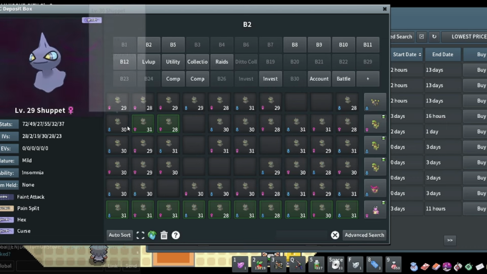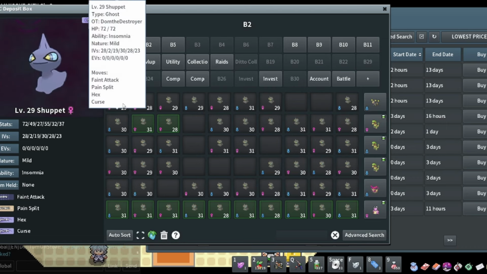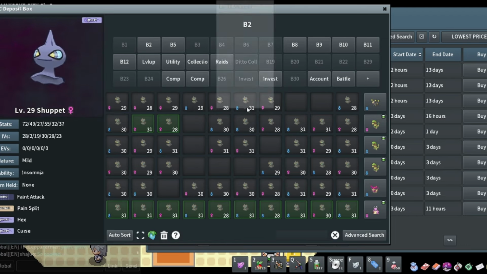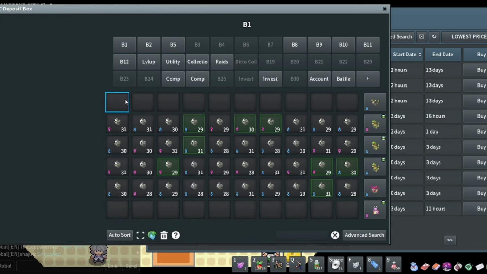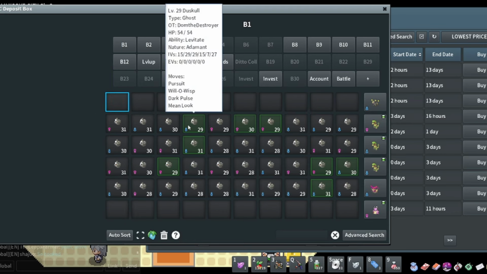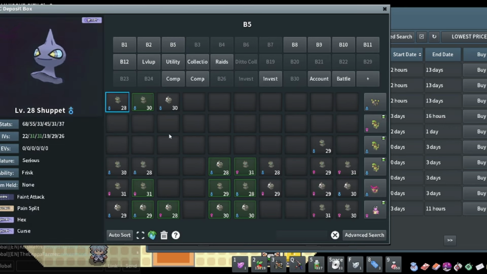And there's a lot of Shuppets in here that I think I could squeeze some money out of, because they've got great stats. But I don't really want to deal with them right now, so I'd probably just release all of these. And these Duskulls are also kind of worthless, although there's probably one or two in here that are pretty valuable. Like maybe this one, 25-25 Adamant, could probably be worth something. And then, yeah, these are the 31 IVs, but let's go through the numbers here.